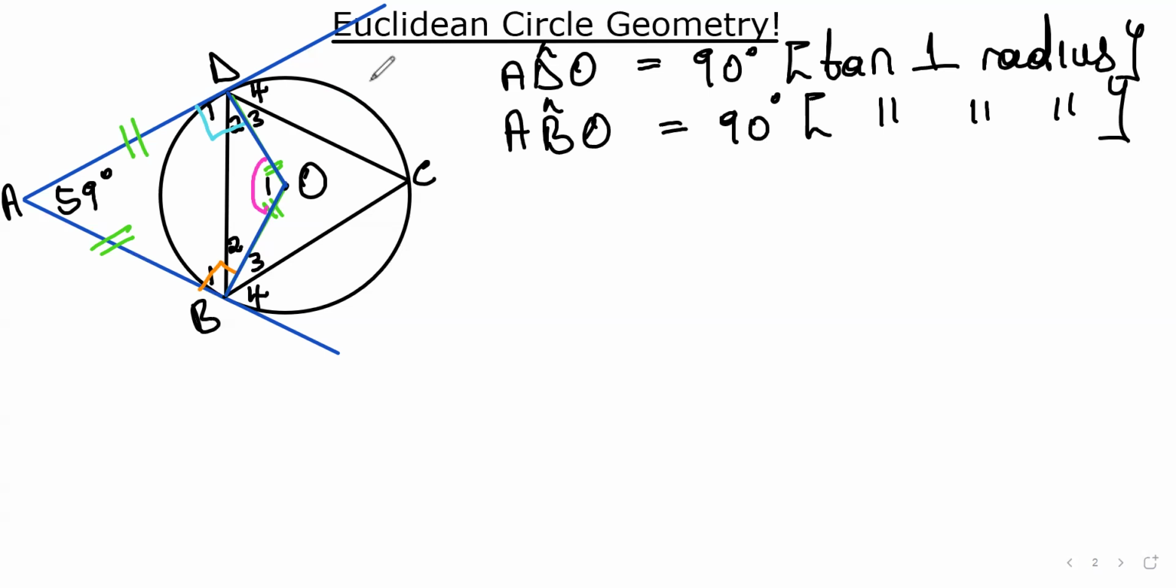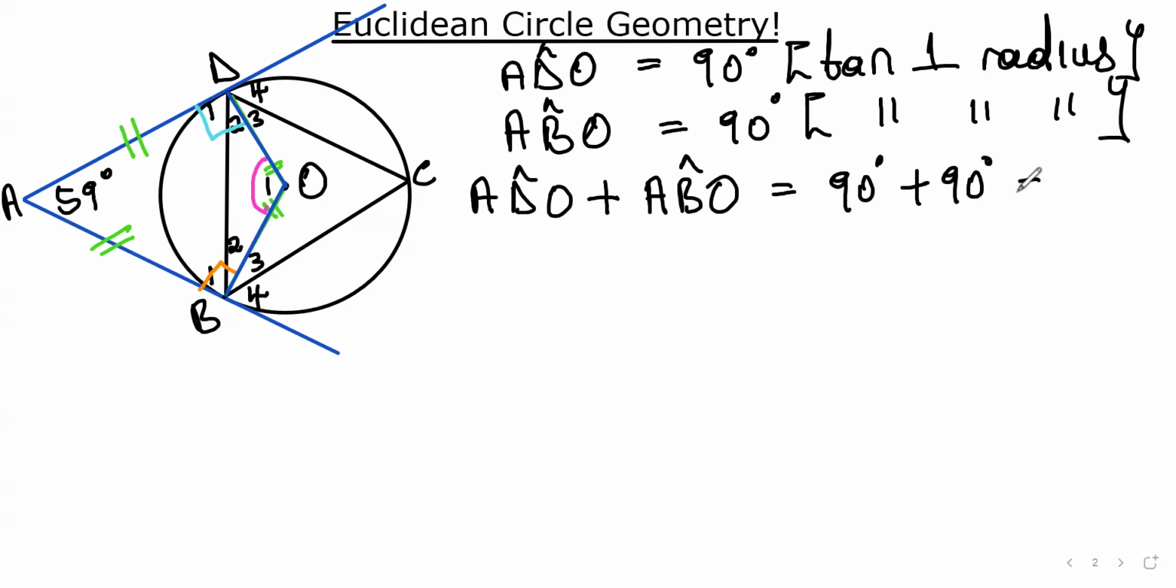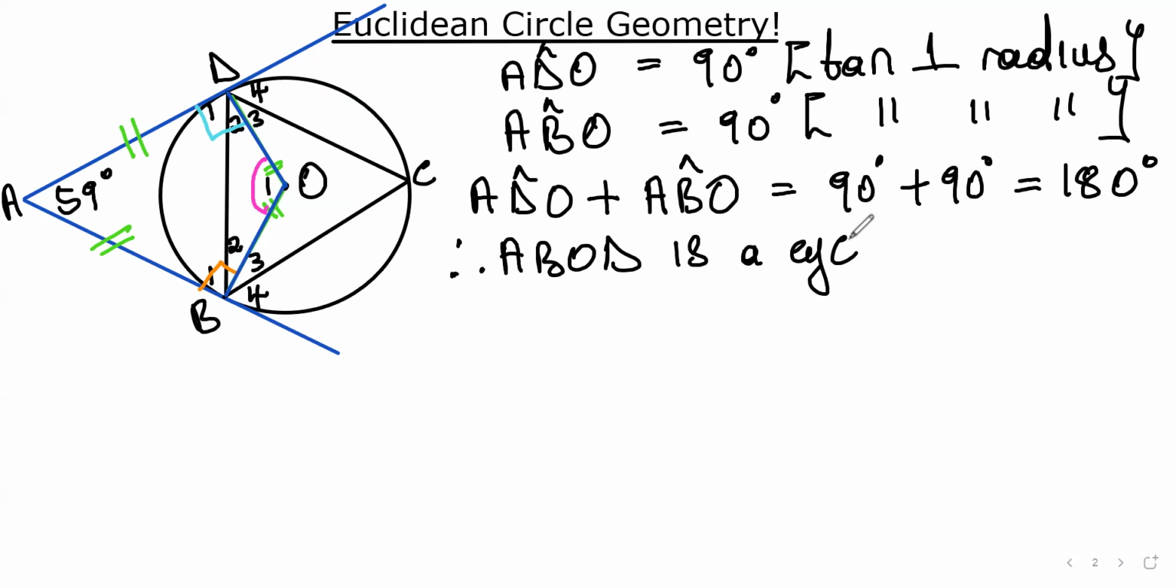Then what? Literally add those angles because we need to see at the end of the day. So show us that if you take ADO and you add it to ABO, it's going to be 90 plus 90, which is 180. Now we have literally seen the sum of these two opposite angles of a quadrilateral add up to 180. Now you can conclude and say, this means that ABOD is a cyclic quad.